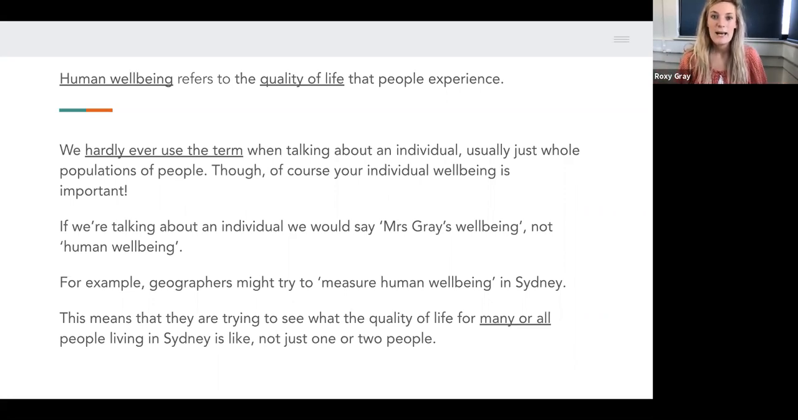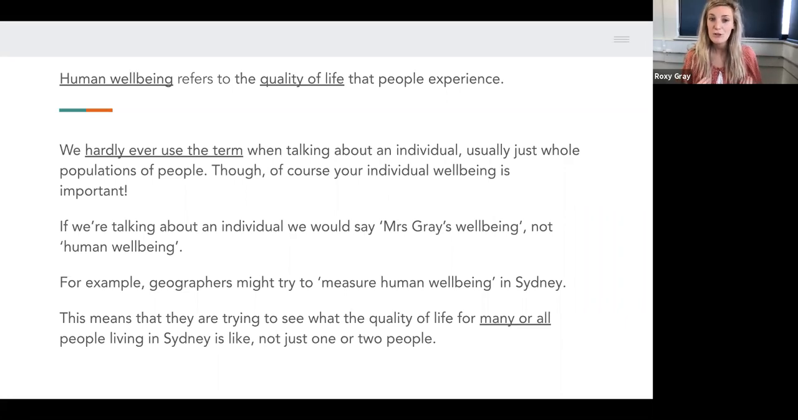So I guess you can consider that you could use the term human well-being interchangeably with the term quality of life. And some of the trickiness of using the term quality of life in a sentence is the same trickiness that you're going to face when trying to use human well-being in a sentence. So let's explore that a little bit.